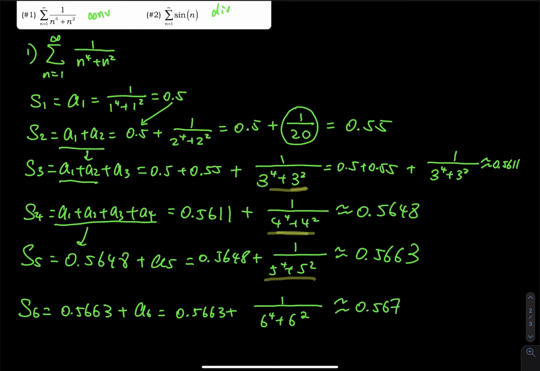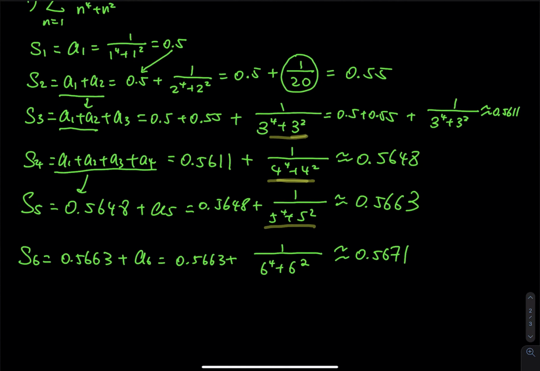See? 56, 56, 56, right? Only the last two numbers are adding up. And then S7, you are taking the 0.5671 and then you add 1 A7 to it. That is not going to change much.